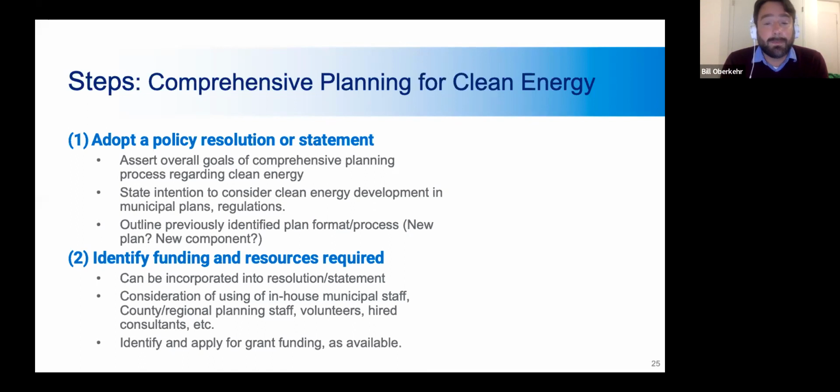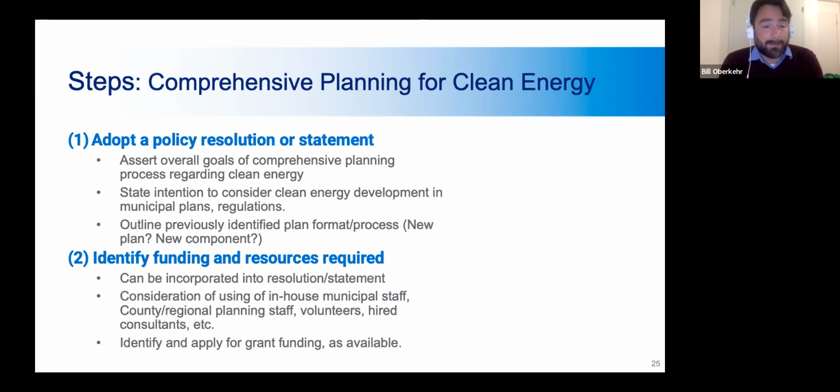So is this a new plan from its entirety? Is this a new component to a plan? Is this a regularly scheduled update to our comprehensive plan? So that's what that is. That's the type of material you want to include in your policy resolution or statement when you're looking to begin revising or creating your comprehensive plan.